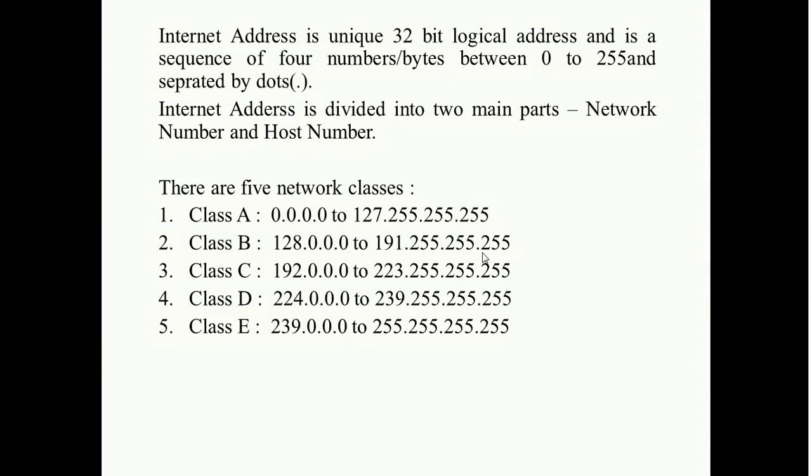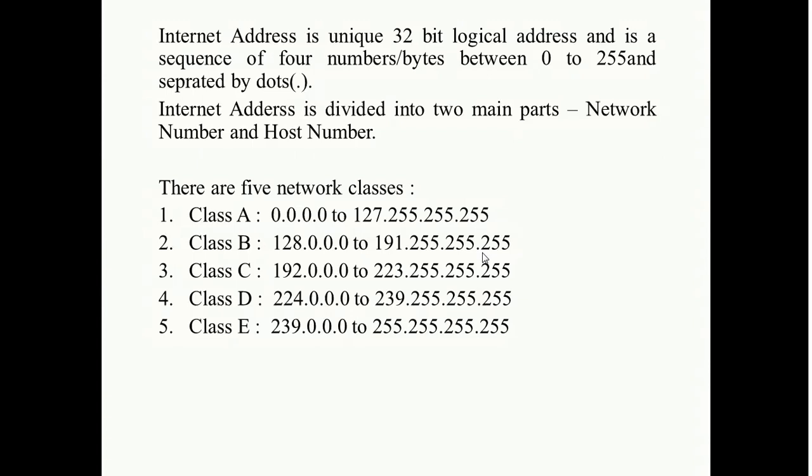The class E having the range is 239.0.0.0 to 255.255.255.255. This class E is reserved for the experimental purpose. Specially, this class E is reserved for the special use on the internet. And same as the class D, there is no net ID or host ID. These 5 are the networking classes.